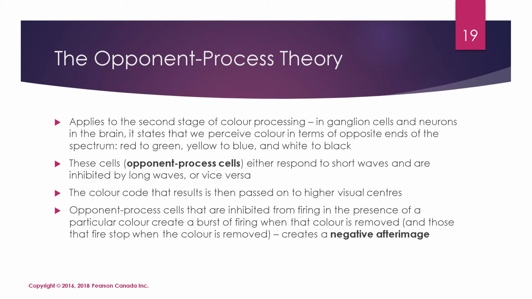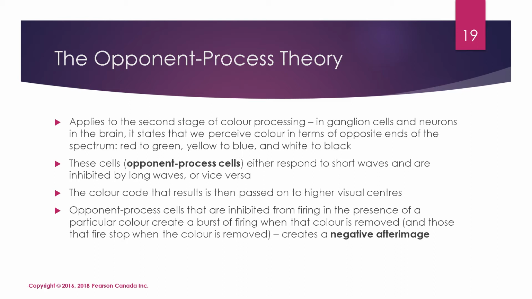So at this point, the physical light waves have already been transduced into neural impulses. And so this theory would state that we perceive colors in terms of opposite ends of the spectrum: red to green, yellow to blue, and white to black. Basically, this theory would state that the cells, which are known as opponent process cells, either respond to short waves and are inhibited by long waves or vice versa. And based on the combination of those cells and which ones are firing and which ones are inhibited at any given time, they combine to give us all the colors that are visible within that spectrum.